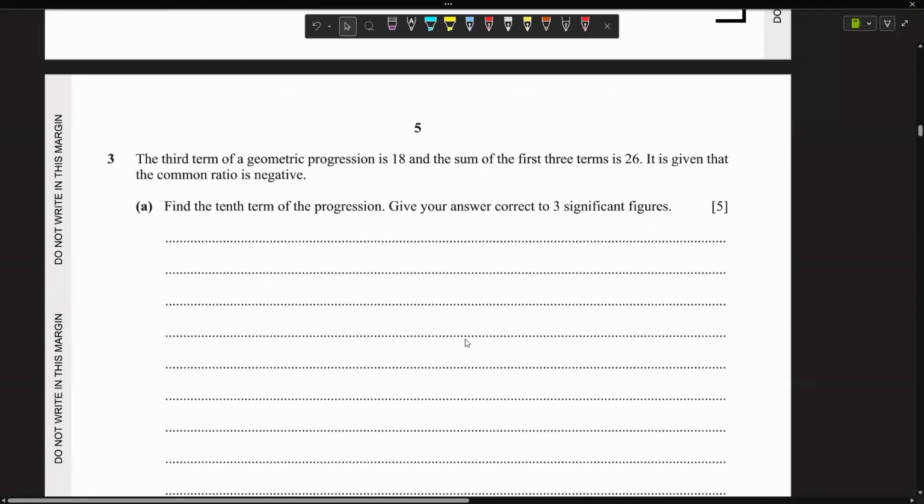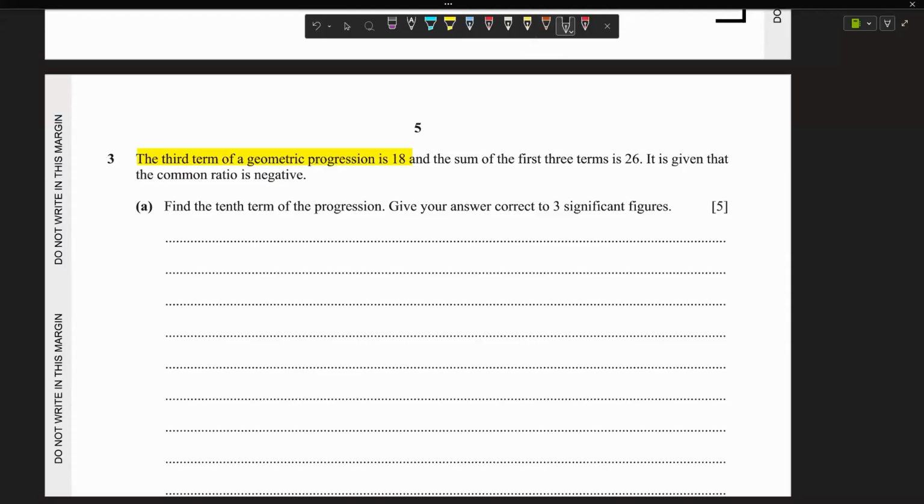Now, question 3 is AP GP. So basically that's series. All right. So the third term of a geometric progression is 18, and the sum of the first 3 terms is 26. It is given that the common ratio is negative. So in part A, find the 10th term of the progression and give your answer correct to 3 significant figures. Right, so we're going to make use of the information given.